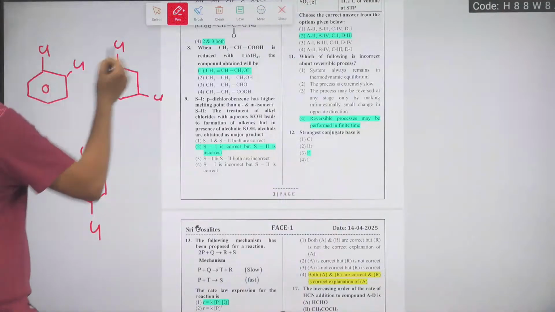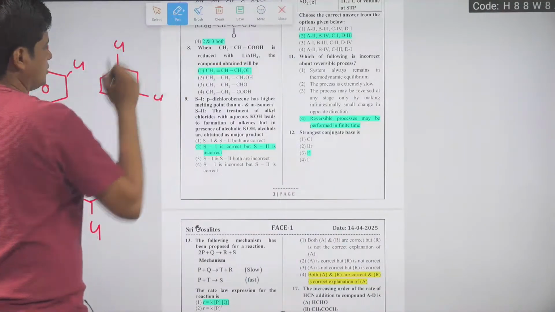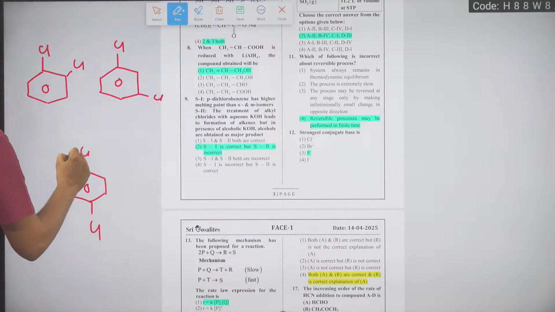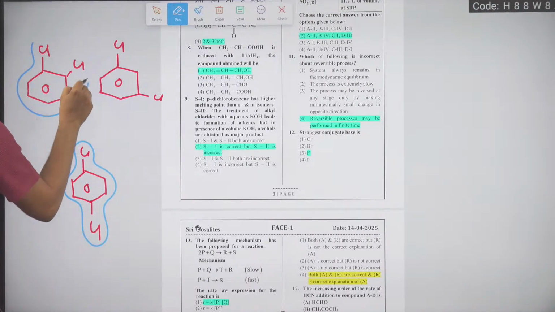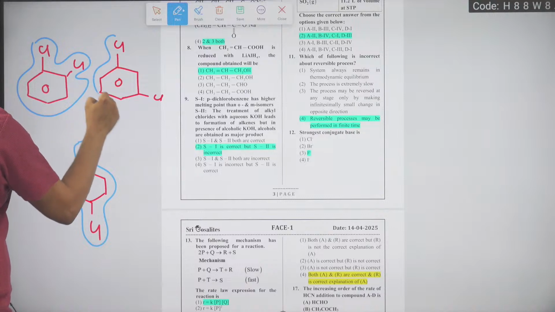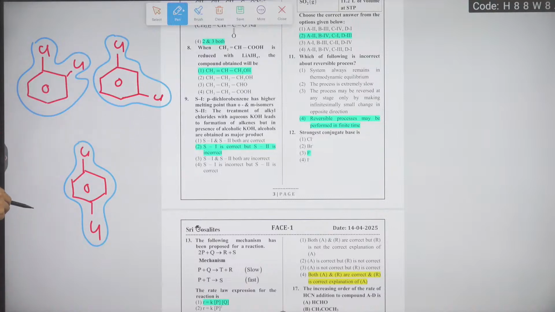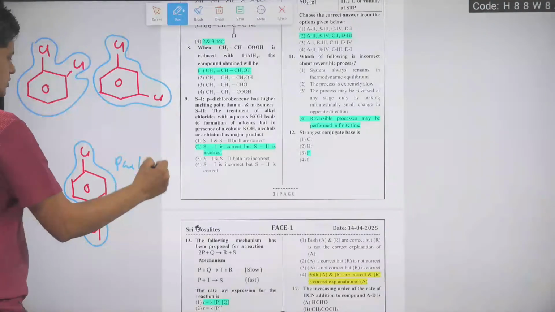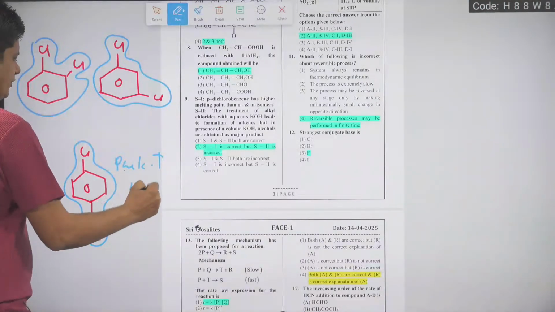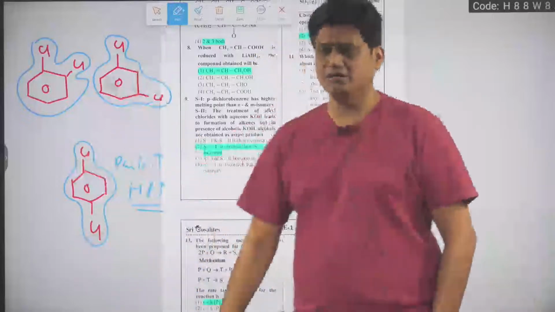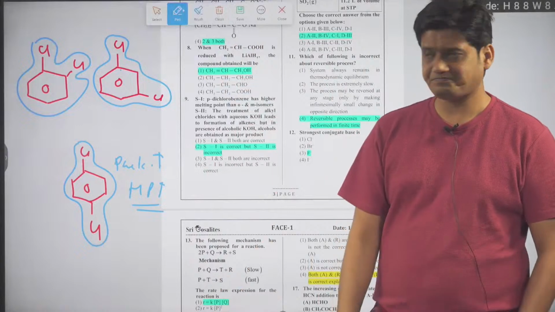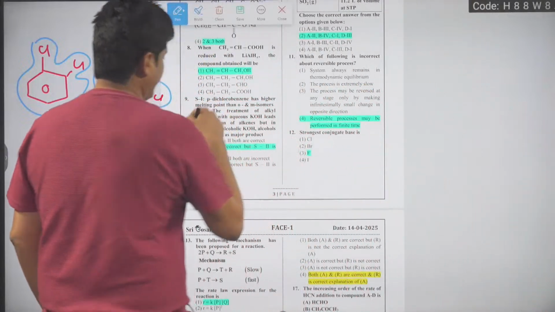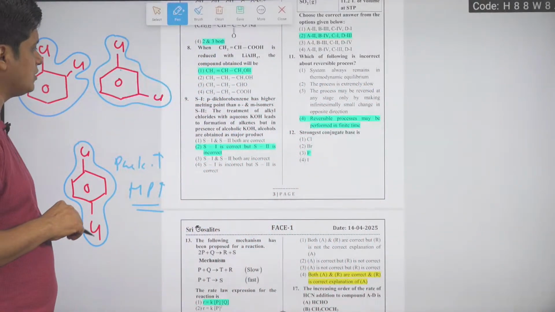If I talk about the melting point, it largely depends on packing, and you know in case of para, it is having good packing as compared to the ortho and meta. In case of ortho and meta, the boundary is not perfectly symmetrical here. So melting point is more for the para, ortho and meta almost equal. Okay, so they are saying here para dichlorobenzene has higher melting point than ortho and meta isomers.